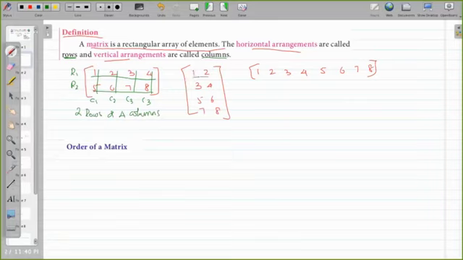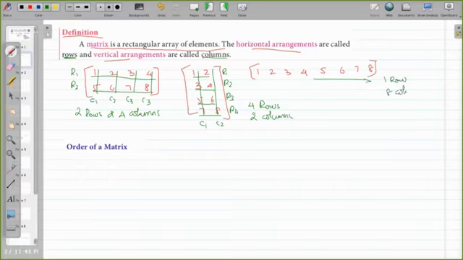Okay, here horizontal, how many? 1, 2, 3, 4. So row 1, row 2, row 3, row 4. There are two vertical columns only, C1 and C2. So here we can say 4 rows and 2 columns. Similarly, for this we can say 1 row, 8 columns. So this is how we do the matrix arrangement. Row and column: row is horizontal, column is vertical.